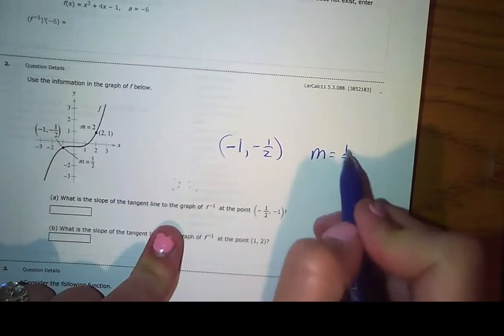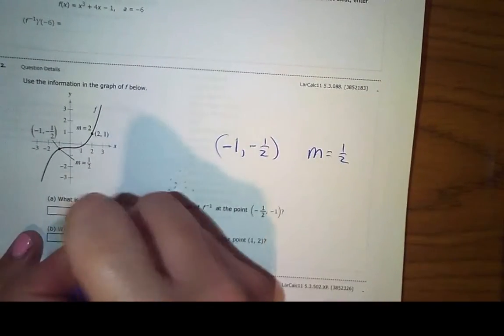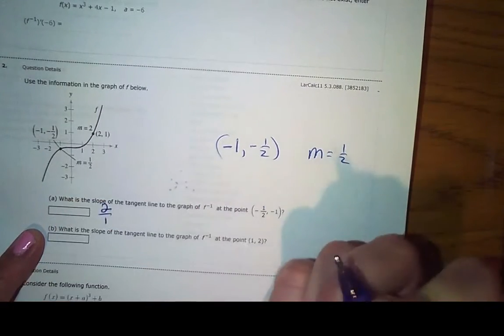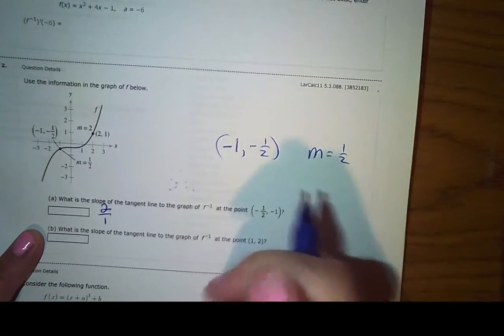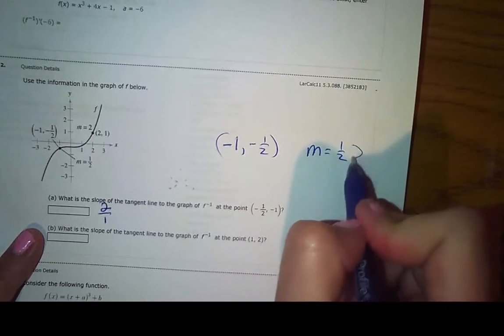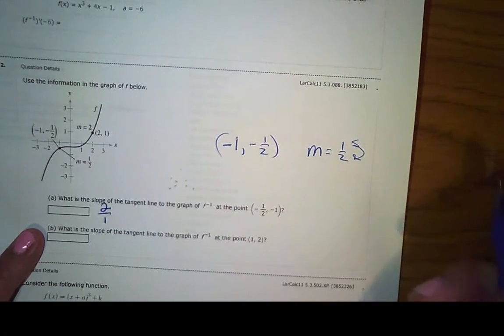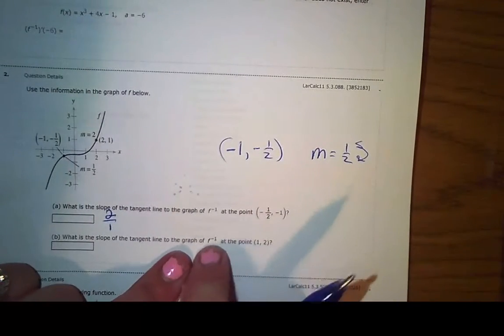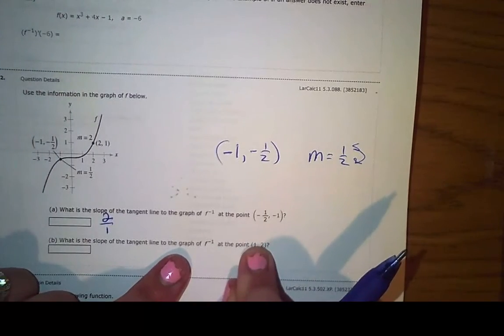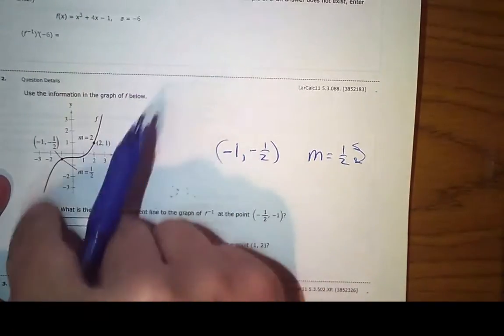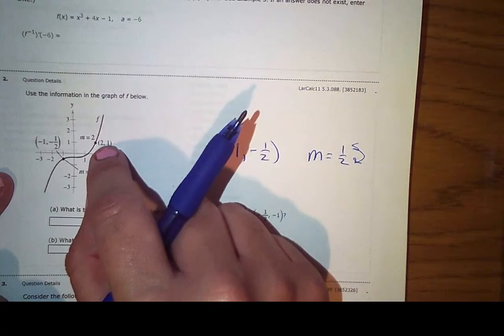It's going to be, flip-flop your x's and y's. So it's going to be 2/1 or a 2. Okay, 2 over 1 reduces to 2. So notice I just flip-flop the location of my x's and y's. So again, look at this one. At the inverse, I've got the point (1, 2), which means on the original function, I've got the point (2, 1).